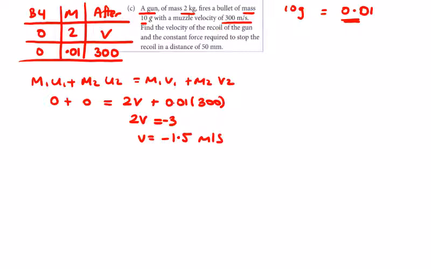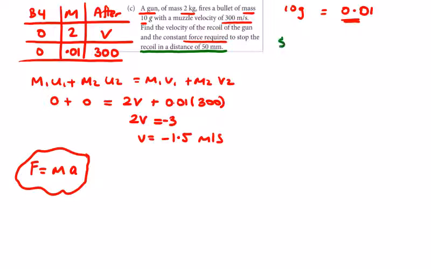And then we're asked for the constant force required. So again, once we see constant force, force is equal to ma. So we need in some way to find acceleration here. So to find A, they've given us a distance of 50 millimeters. 50 millimeters is 5 centimeters, which is 0.05 of a meter. So we have S, 0.05.